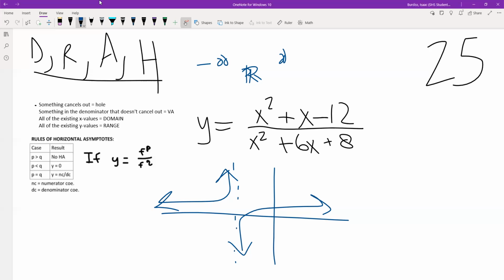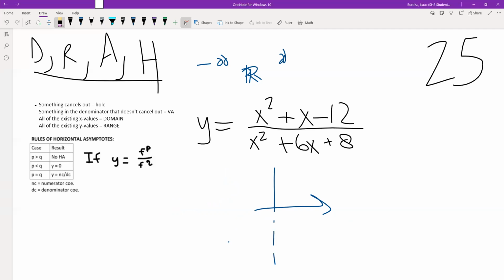It could be vertical, it could be horizontal. If you factor out something, which we're going to see what that's like, and there's something left on the denominator that doesn't cancel out, then you have a vertical asymptote. And you can find it by setting it equal to 0, and we'll see how we do that.